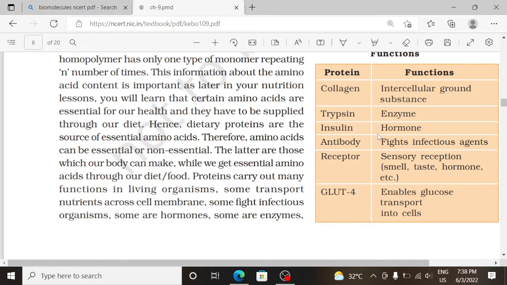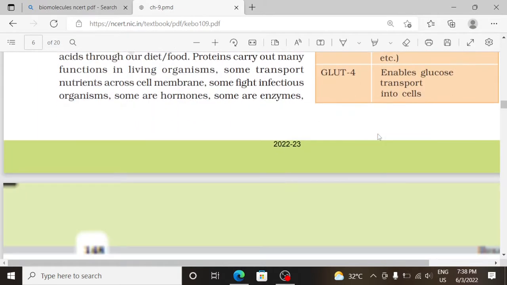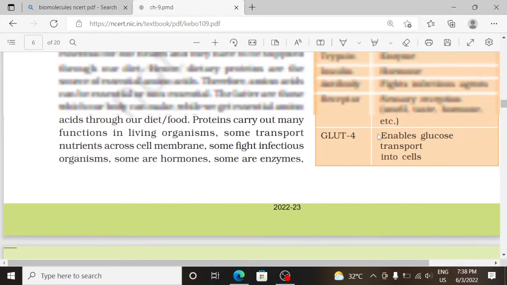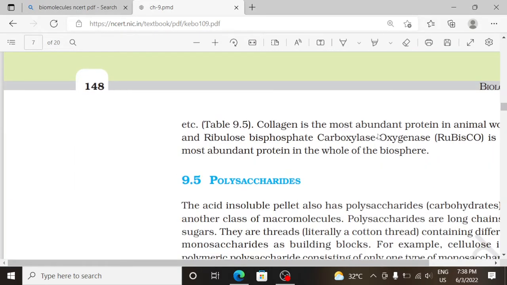Therefore, amino acids can be essential or non-essential. The latter are those which our body can make, while we get essential amino acids through our diet or food. Proteins carry out many functions in living organisms. Some transport nutrients across cell membranes, some fight infectious organisms, some are hormones, and some are enzymes, etc.